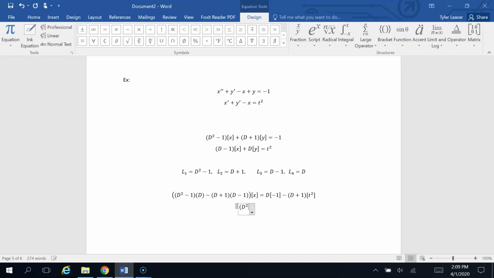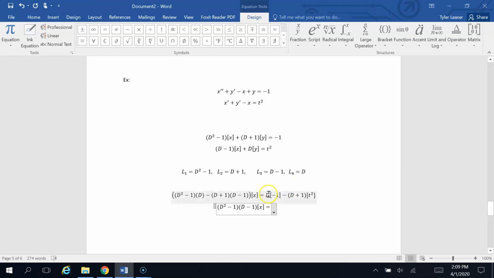This is also the way that the book did it here. So we still have that d squared minus 1, but this is just going to be a d minus 1 coming out front here. And this is operating on x. That's going to be equal to the right-hand side.